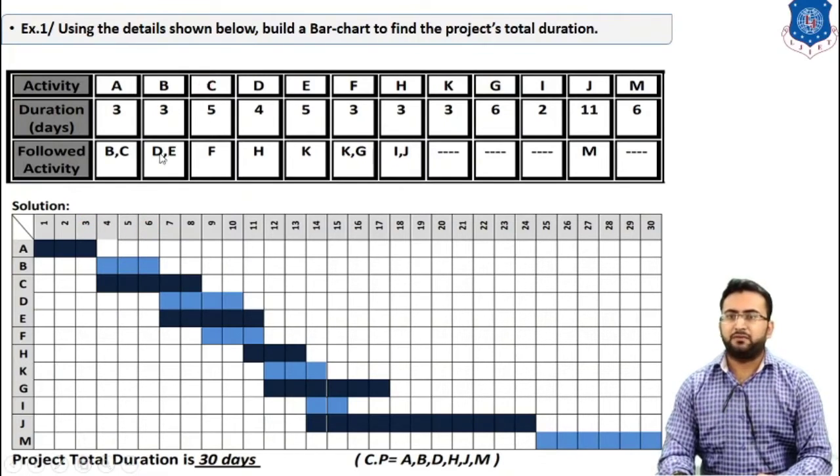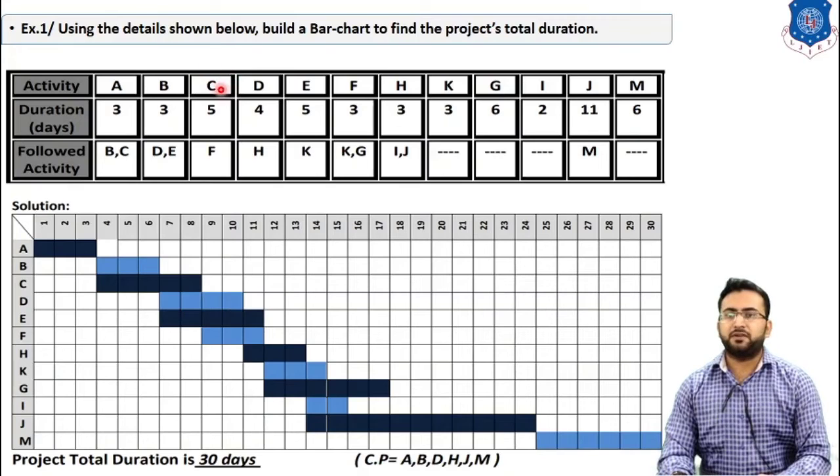And activity C also starts after completion of activity A. So we have to draw activity C after completion of activity A, and that is for 5 days. So it is considered for 5 days: 4, 5, 6, 7, 8. So it becomes 5 days for this activity C.